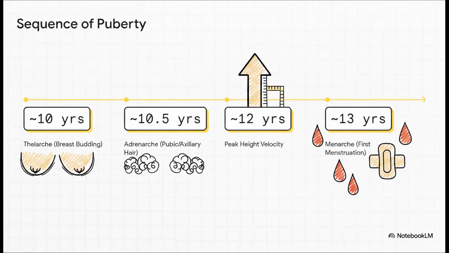Here's the standard order for girls. The very first sign, the one that kicks it all off, is thelarche, or breast budding, at around age 10. That's followed pretty quickly by adrenarche, the growth of pubic and underarm hair. Then comes the big growth spurt, and finally, around age 13, menarche, the first period. A simple way to remember the order: breasts, pubes, spurt, bleed.